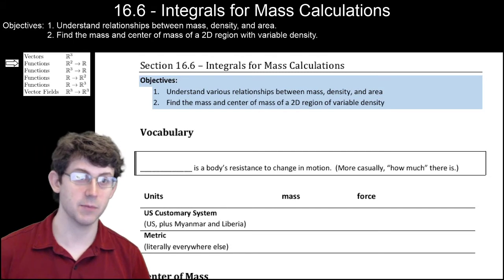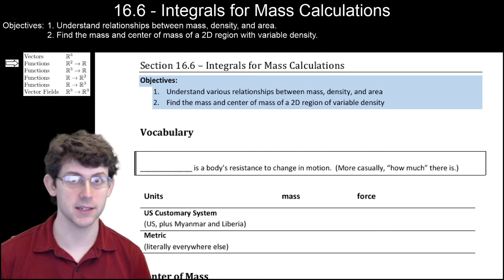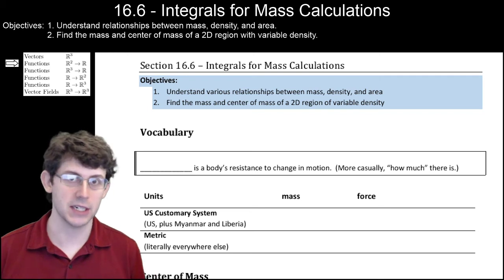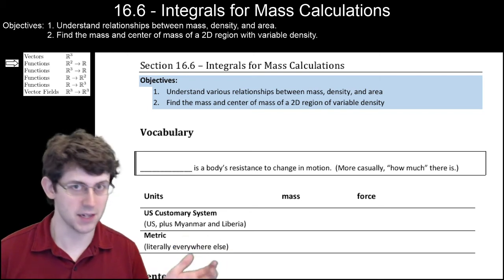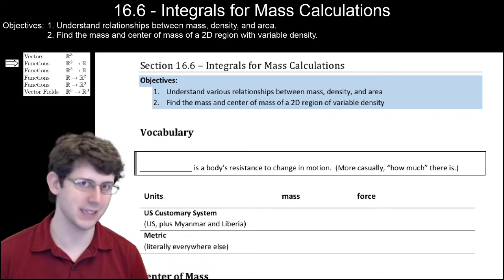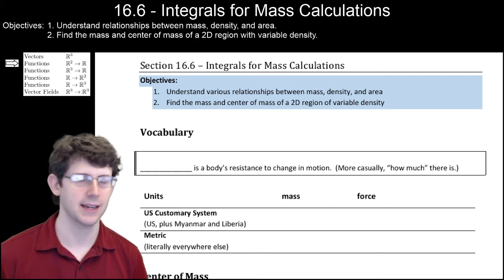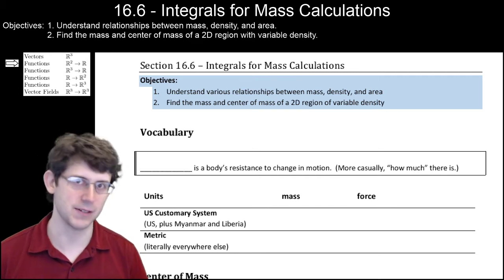This is section 16.6, integrals for mass calculations. Basically, we're going to spend one section to just do a bunch of random applications of double or maybe triple integrals, depending on what examples are in here, that are not just geometry applications.